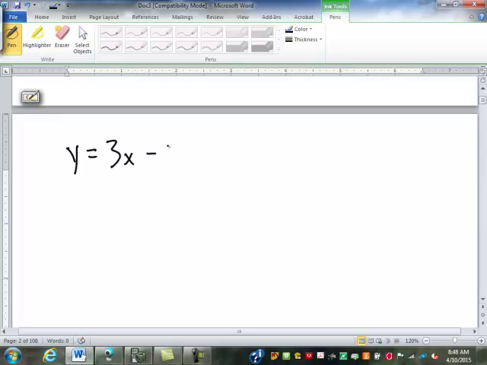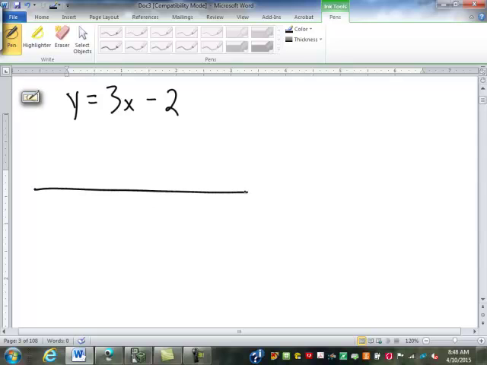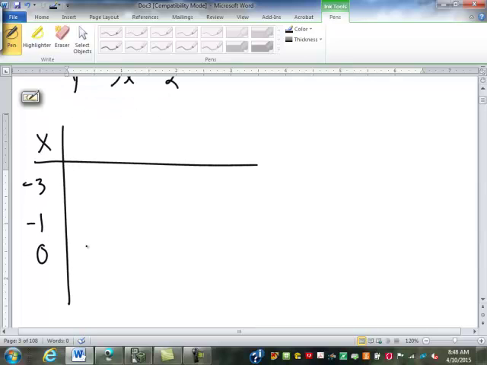So y equals 3x, or 3 times x minus 2. And we make a table. And for our table, we're just going to pick values of x. Now, I'm going to pick some fairly easy numbers, but I'm not just going to do like 0, 1, 2, 3. I'm going to do like a negative 3, negative 1, 0, 1, and 3.